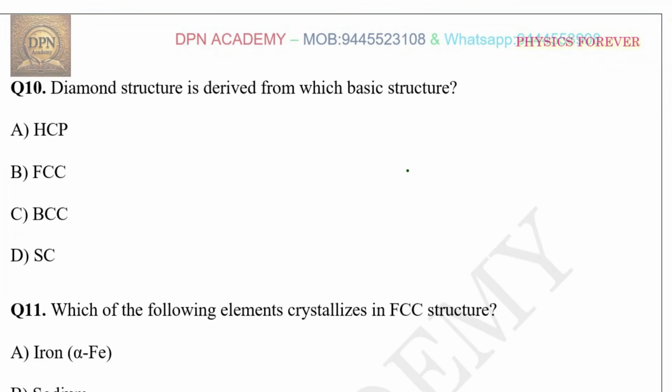So question number 10: the diamond structure is derived from which basic structure? Easy one. The answer will be FCC. The diamond is based on the FCC structure. The diamond structure is based on the FCC structure.